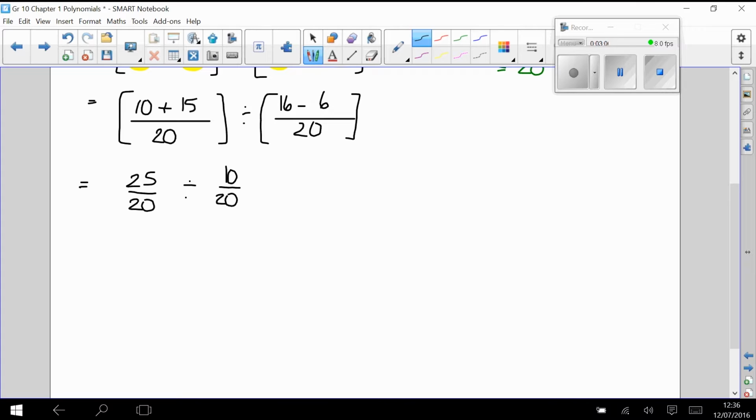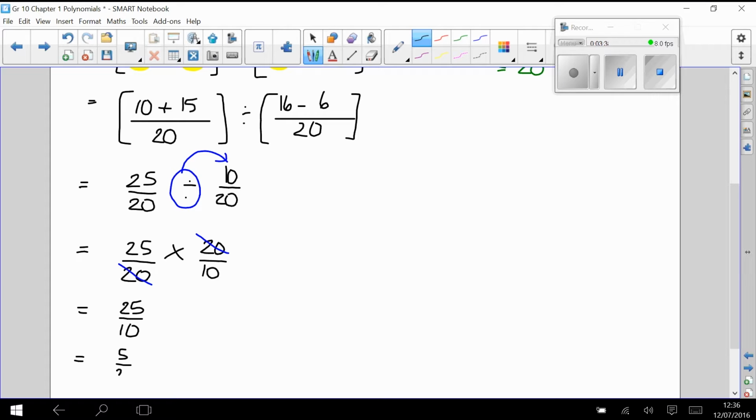Remember our new rhyme, which is going to be: times and tip the fraction after. So in this case, the first fraction was not prefixed by divide, so it stays exactly as it was. Change your divide to a times and tip the fraction after. You can very nicely see that there is a 20 in the numerator and a 20 in the denominator that can be cancelled, and so your answer is 25 all over 10. Obviously, by further simplification, you can find that this is going to be 5 all over 2.